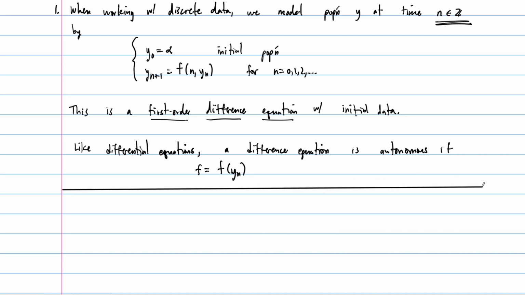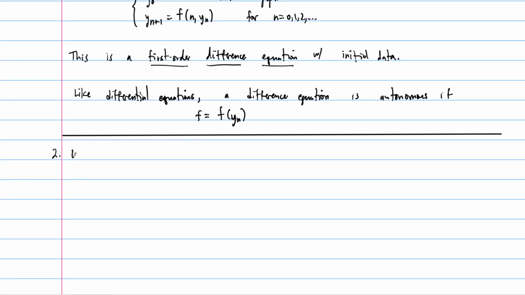Let's look at some examples and see how these work. Our job is to find a way to write down the solution for any time n. For our first example, suppose rho is a real number that is fixed, and consider the following difference equation. This is as simple as we can get, our linear first order difference equation: y sub n plus 1 is equal to rho times y sub n.